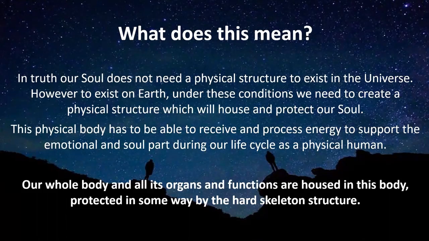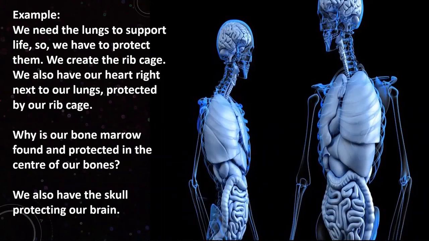Within our body, we have all the different organs and functions which are in some way protected by the skeletal structure. For example, we have our lungs and our heart, which are protected by the rib cage. These are vital organs for the body. As we've shown in the first part, we've got the bone marrow within the center of the bones, which is then protected as well. And then we have our soul and our brain protected by the hard skeleton of the brain. So you can see that the skeleton structure protects vital organs because those organs are needed to ensure the survival of the physical body. Without that, the physical body would not survive, and ultimately the soul would not be able to survive in Earth conditions.